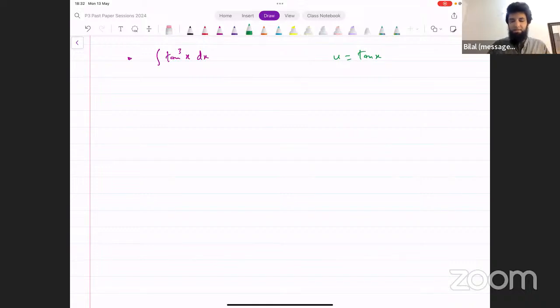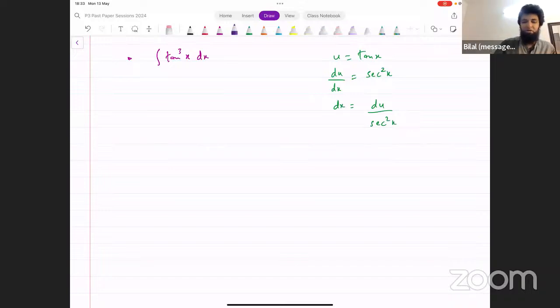U equals tan x. Now, how do we use any substitution? We find the derivative of this, du over dx. What's the derivative of tan? That is secant square x. Okay, now we make dx the subject. Dx becomes du over secant square. Now let's just put the substitution there and see what that gives us. Let's replace tan cube with u cube, and then we have du over secant square x.